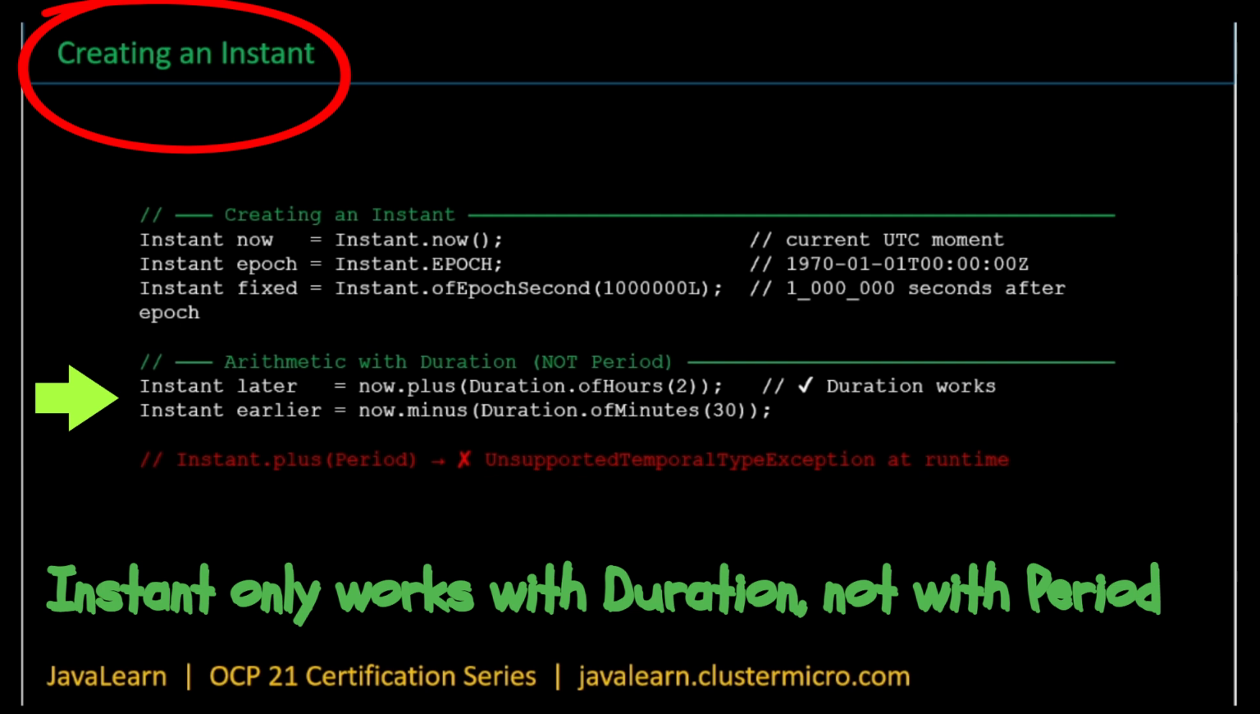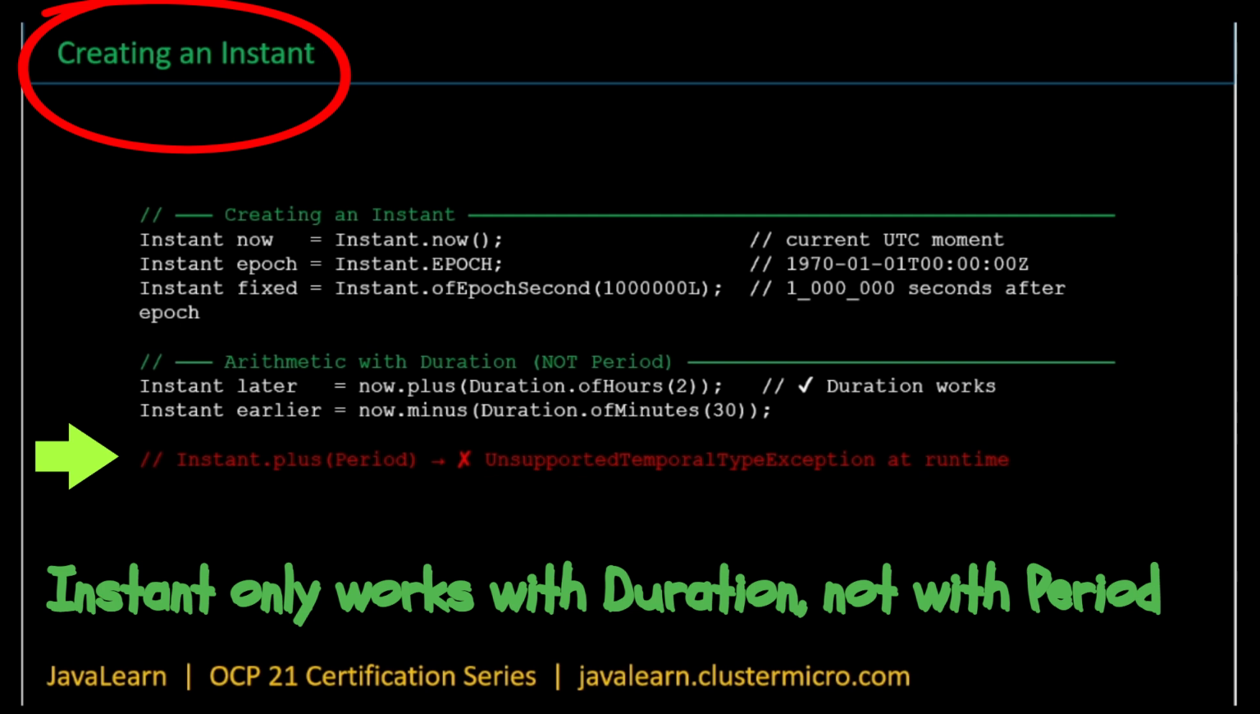Okay, and then in the second line we have Instant earlier = now.minus(Duration.ofMinutes(30)). So we subtract a duration of 30 minutes from now. Okay, so again Duration and Instant are compatible. The result is a new Instant representing 30 minutes before now. Okay, and then in the third line we have the red line, actually the Instant.plus(period): UnsupportedTemporalTypeException at runtime. Okay, so why can Instant not use Period?